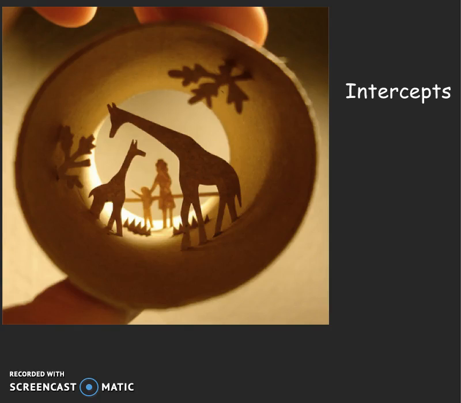Today we're going to be looking at intercepts, and for this picture, this is a piece of toilet paper roll art. They took a piece of toilet paper roll and made some cuts in it and pulled up the little pieces of cardboard so it looks like an adult and a child at the zoo looking at the giraffe. So pretty cool there.